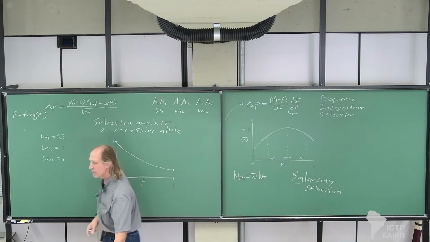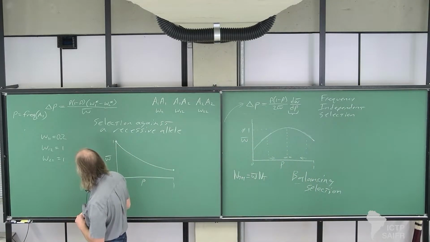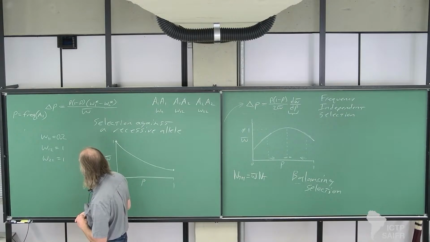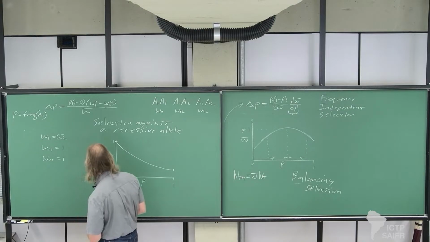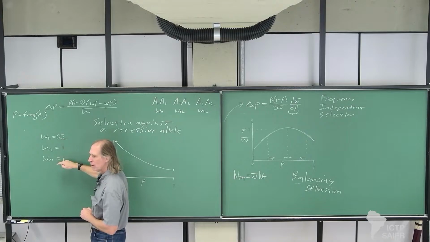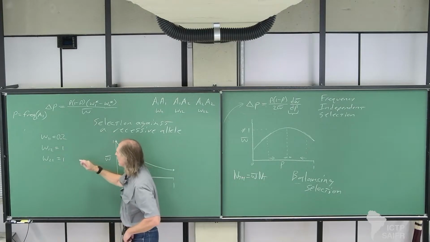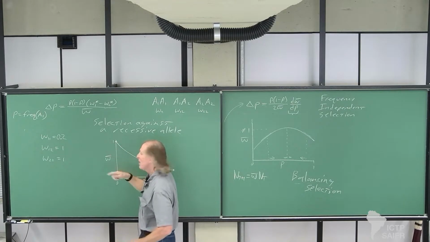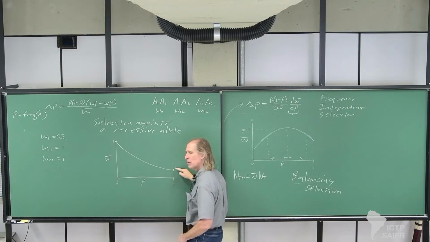I got a little bit confused. In this case, the W12 fitness is always 1. Is that represented in the graph? The heterozygote has fitness 1. Yes, that goes into determining the shape of this curve.